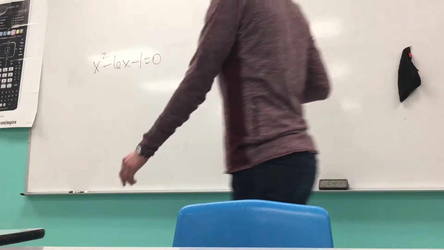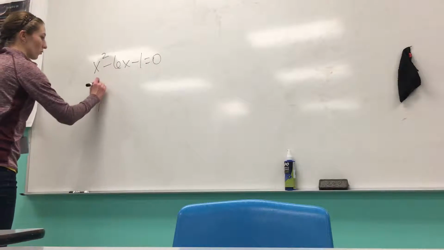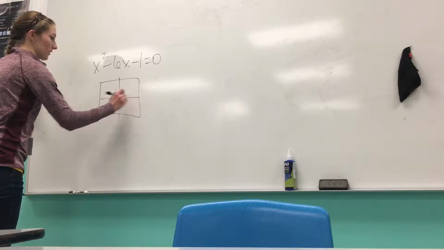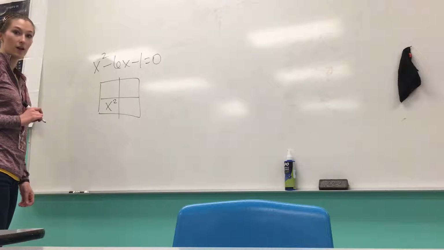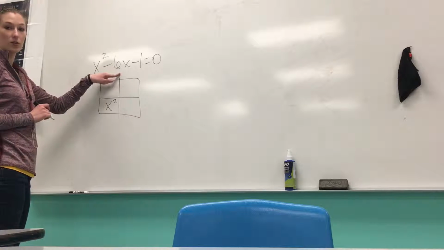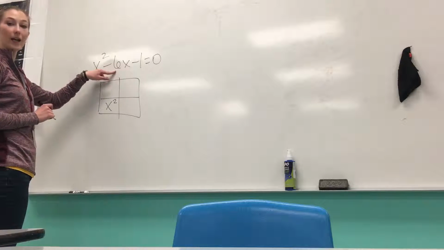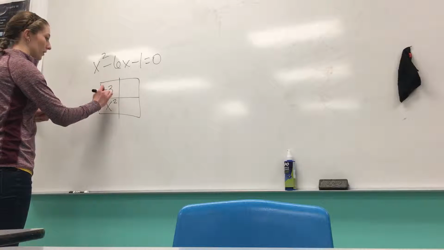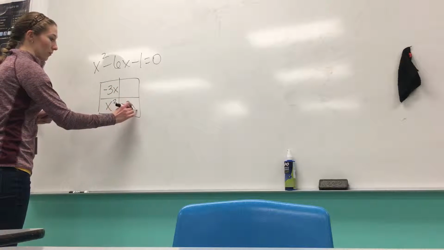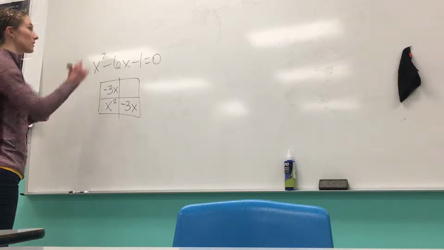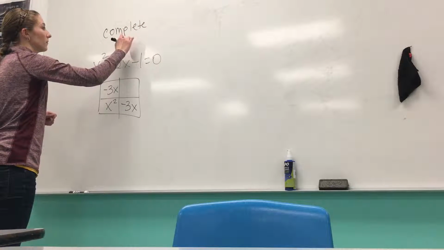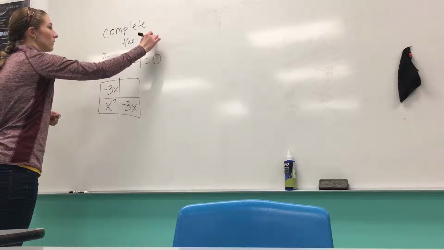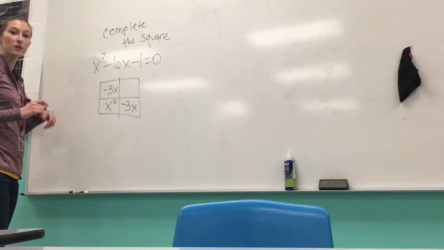Okay, so completing the square, we're gonna draw our box, our square, and the sides have to be the same. So I'm gonna put the x squared in there still, and then I split up this number into two equal parts. So half of -6 is -3, and then -3, and they both have x's with them. Okay, so this is the completing the square. Okay, so next we're gonna find the outside.